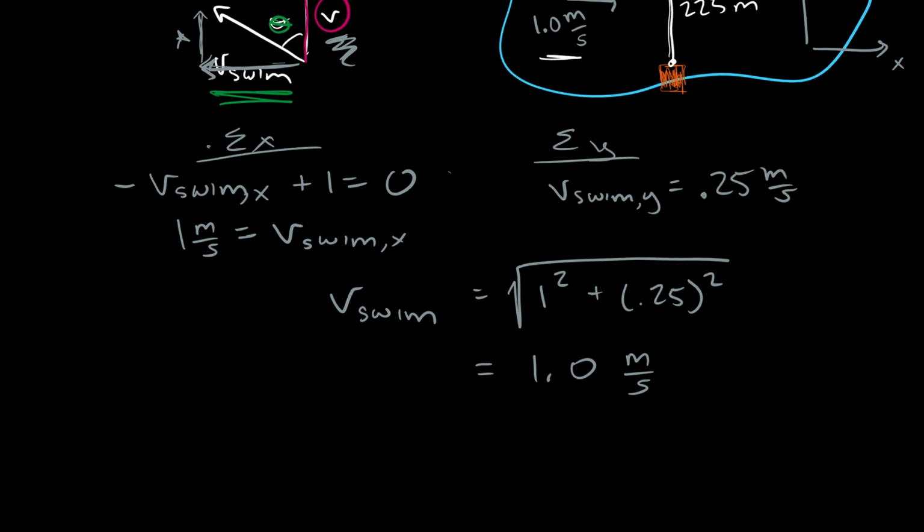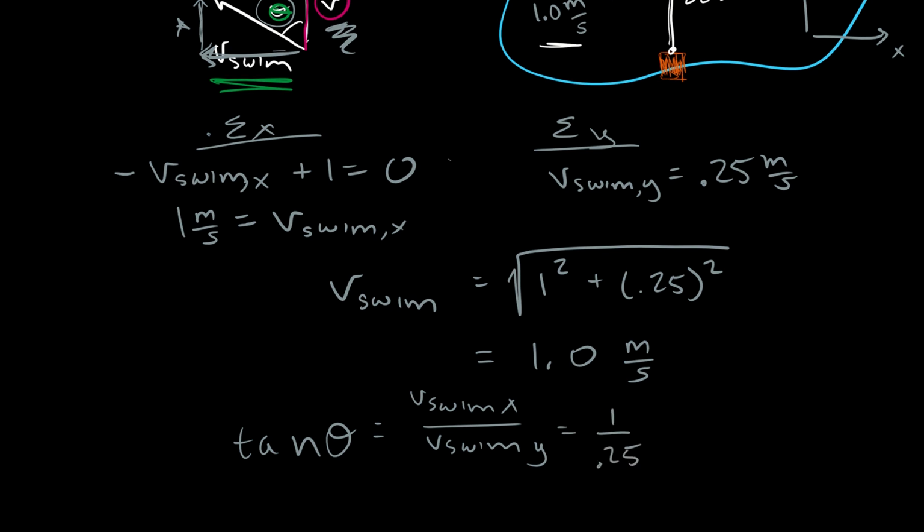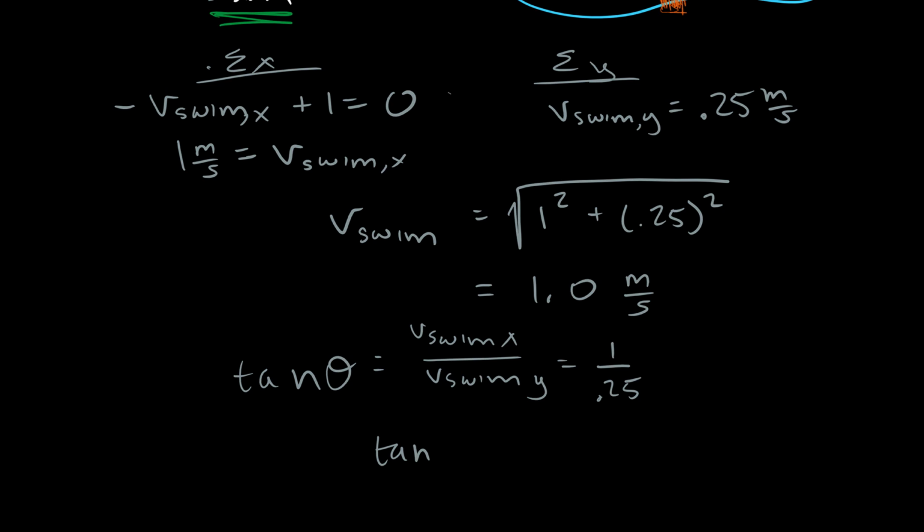Okay, to find that angle, this angle right here that we're finding. So the tangent of that angle is actually going to equal v swim x over v swim y. So we get 1 over 0.25. Okay, so the angle is going to equal, tangent is 1 over 0.25, which is going to give us 76 degrees.